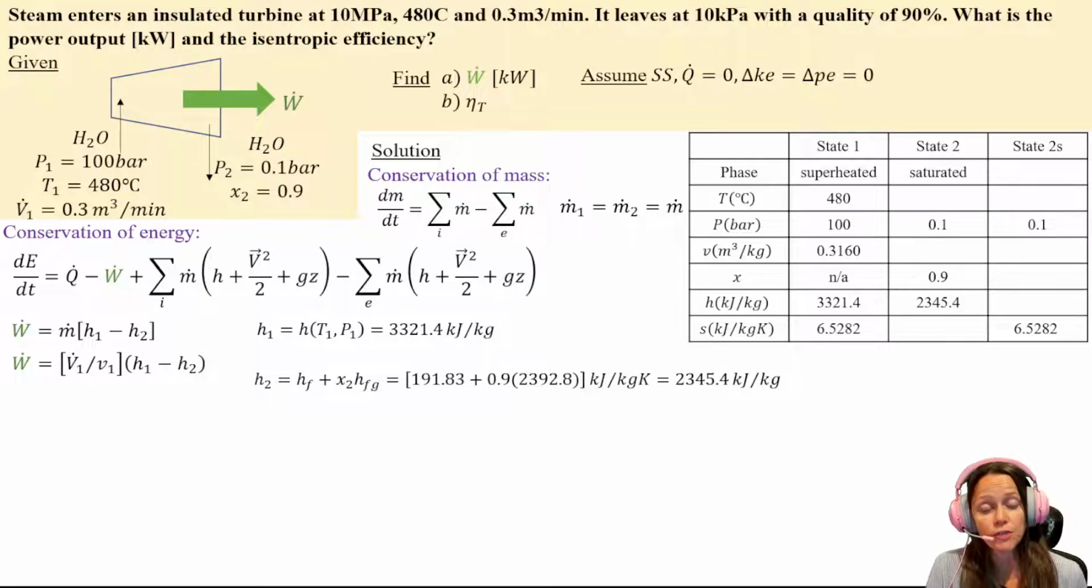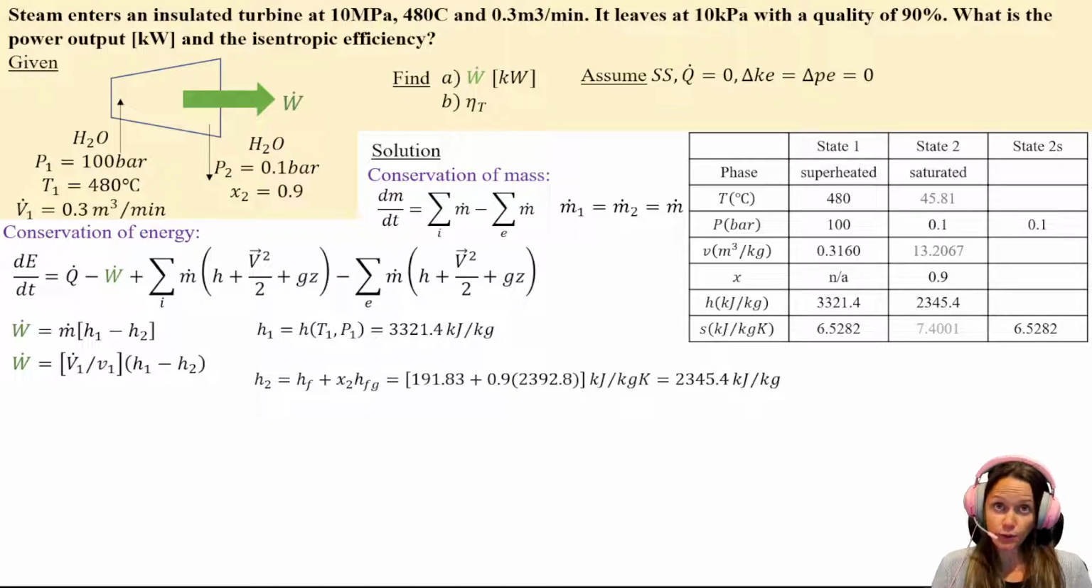So I do need to use that quality to calculate what H2 is. If I wanted to, I could pull other property data as well pretty easily. So you could see I've got some numbers in gray on that table. The temperature at state 2 is the saturation temperature at 0.1 bar. The specific volume would be calculated with the quality, just like we did with the enthalpy. Same thing with the entropy if I needed it.